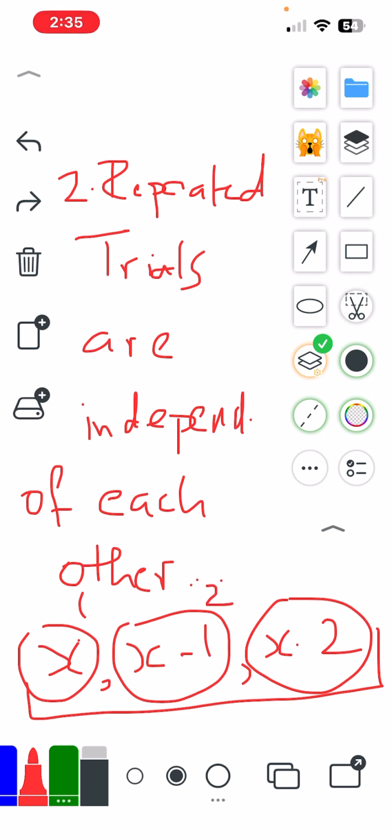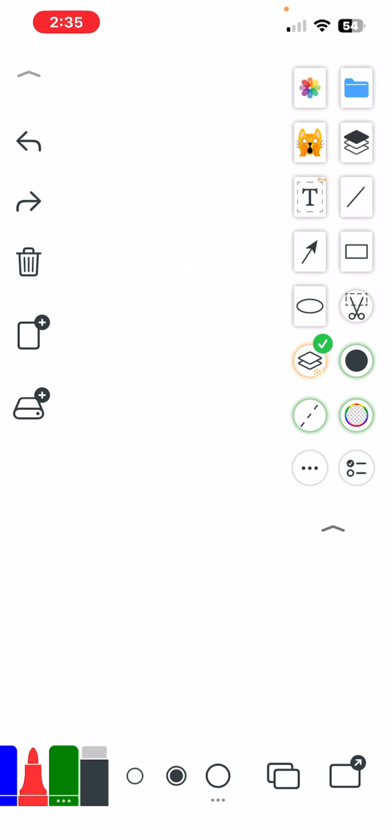This is trial number 1, 2, and 3. Trial 1 is not related to 2, and 2 is not related to 3. 3 is not related to 1, and 2 is not related to 1, and so on and so forth.